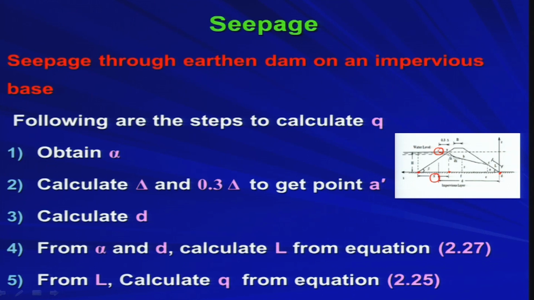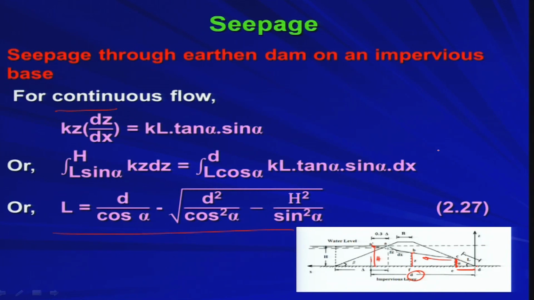Once you know the magnitude of L, then from L you calculate small q from equation 2.25, that is K L tan alpha sin alpha, if you recall. So, these are the steps involved to obtain the seepage through an earthen dam.